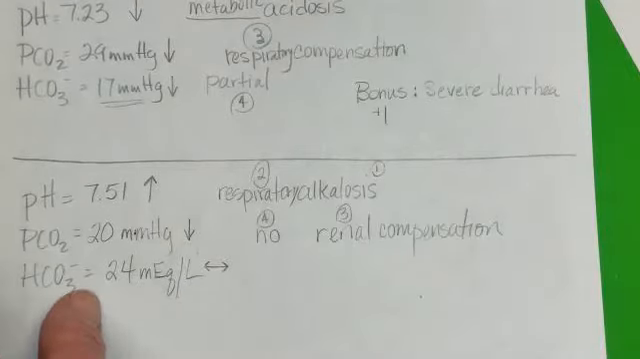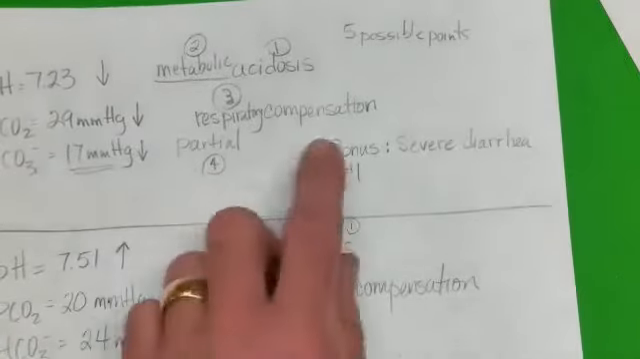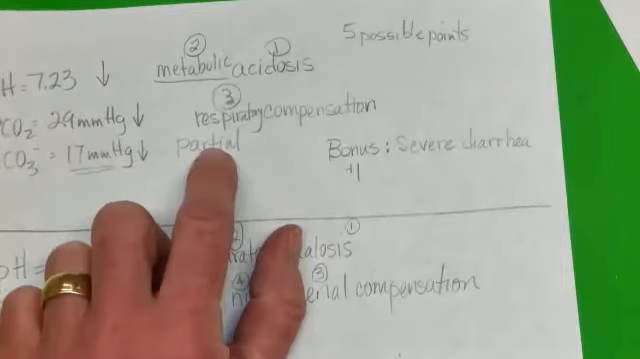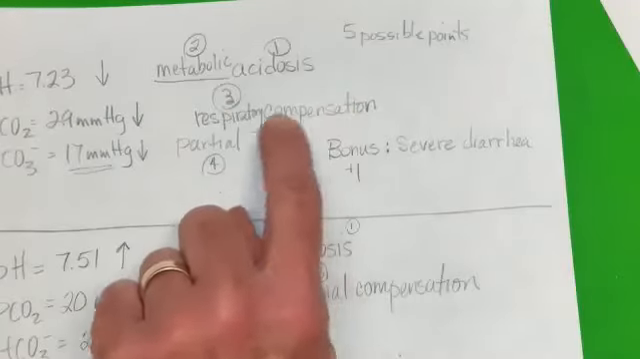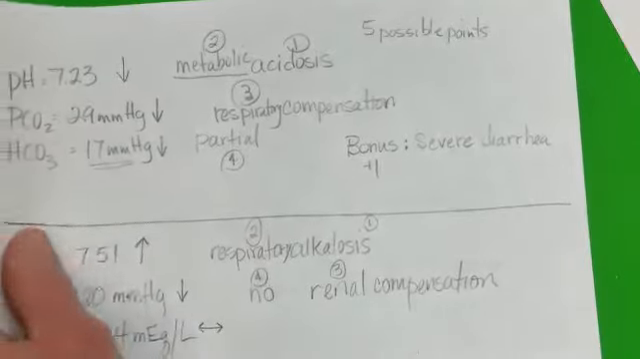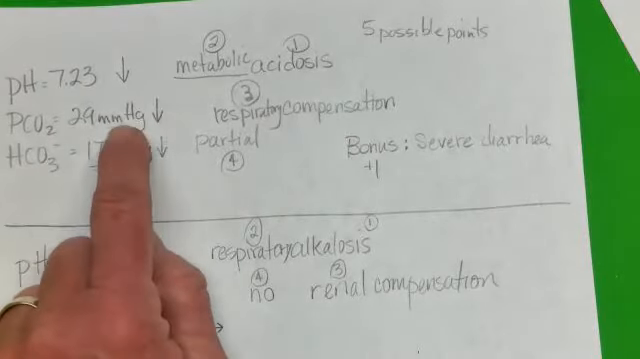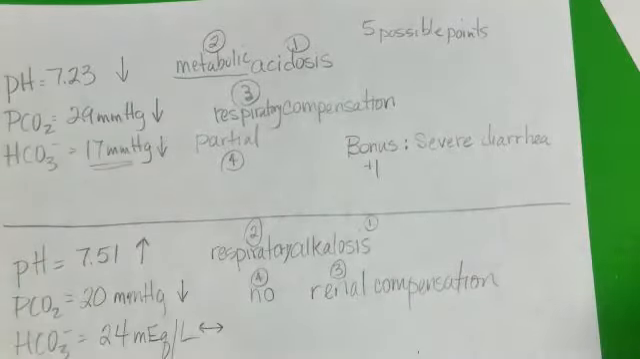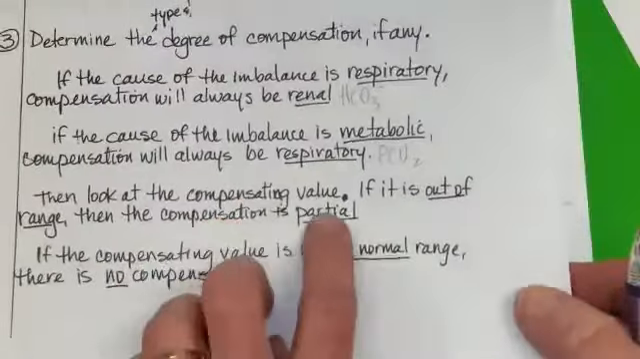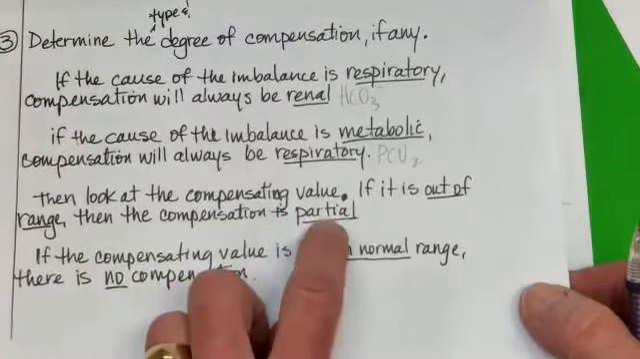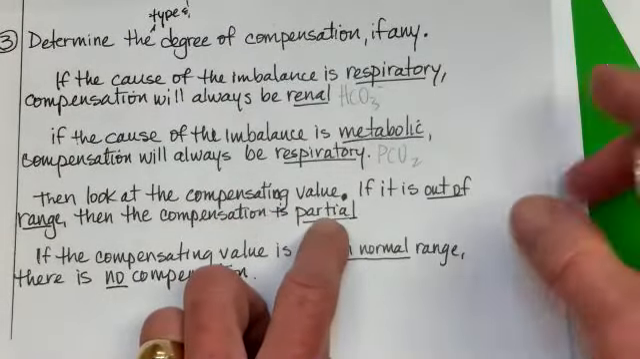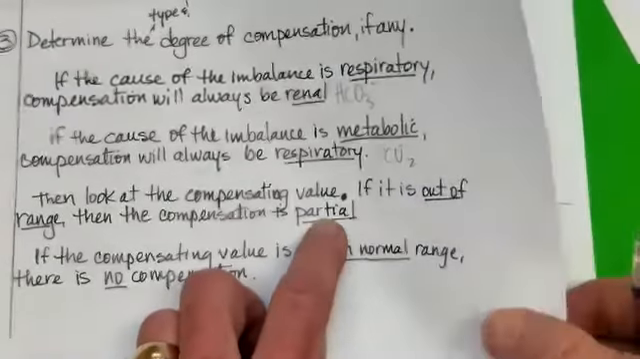So the partial in this question is this number right here. Partial means that the compensating value, this level right here, is not in range. So if we go back to this question, partial means, where is it? Right here. Partial compensation means that your body is responding to the imbalance, but it hasn't fixed the imbalance yet.